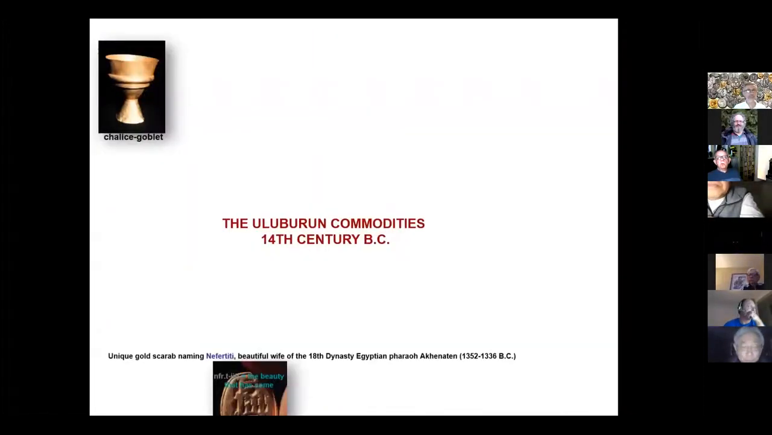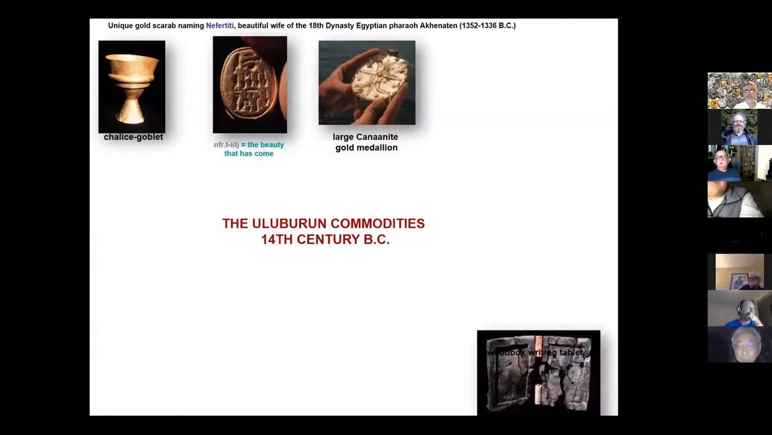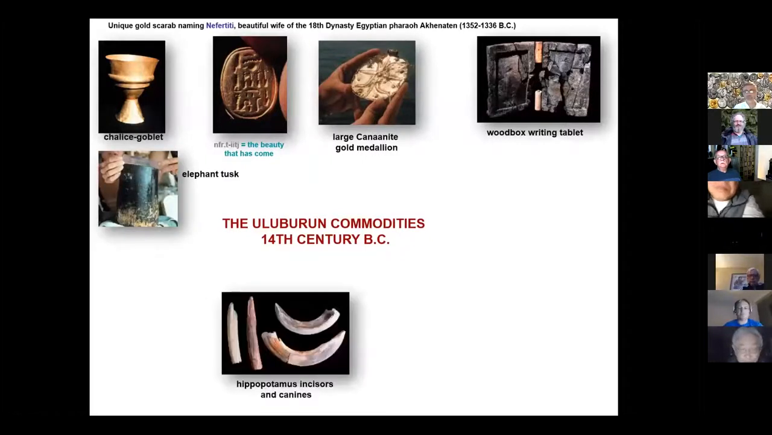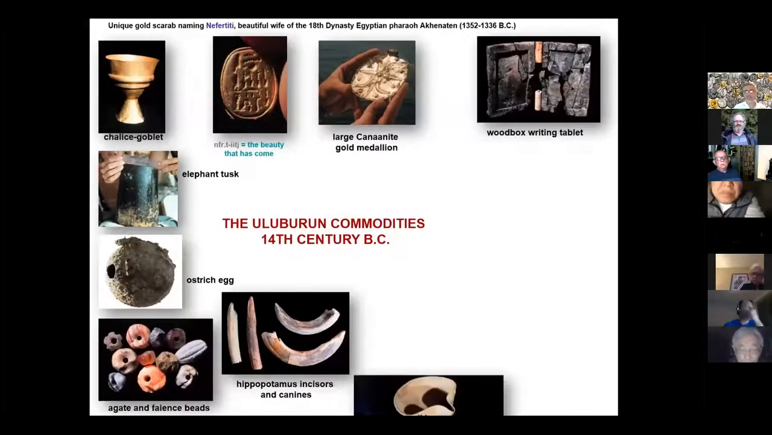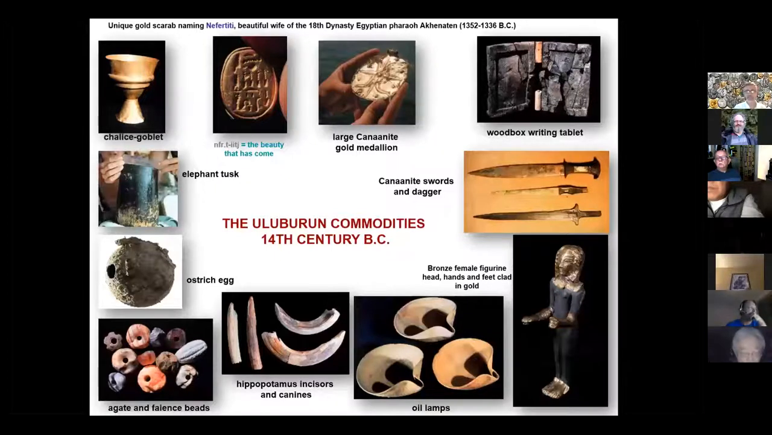a goblet, a gold goblet, a seal, a gold medallion, woodbox writing tablet, elephant tusk, hippopotamus incisors and canines, ostrich egg, agate and faience beads, oil lamps, statues, swords and daggers. So back to the items here. The goblet might be the order of someone, a king or an important person. I cannot really imagine that one of the crew members would want to enjoy his wine in a gold goblet.